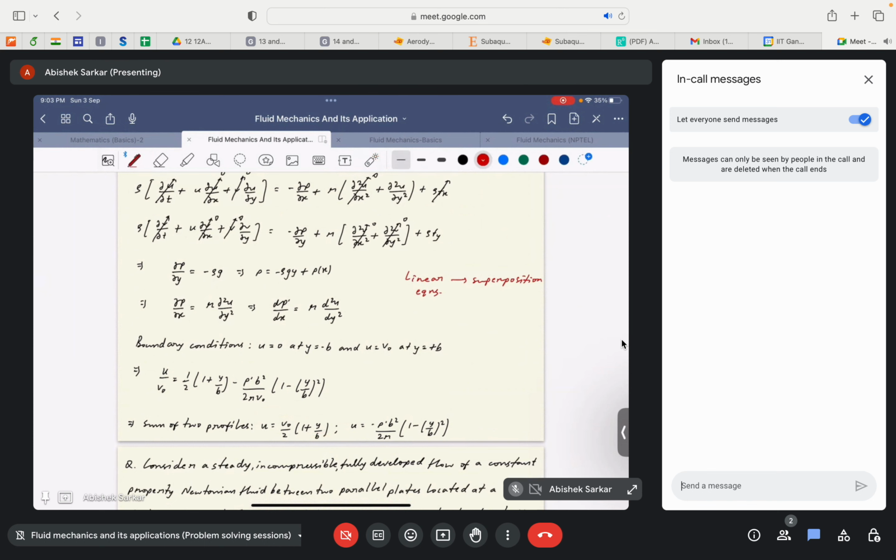Let me just write it. It will be quite helpful. So, because of the simple Couette flow, it is shear driven, and this parabolic profile is Poiseuille flow. It is pressure driven.